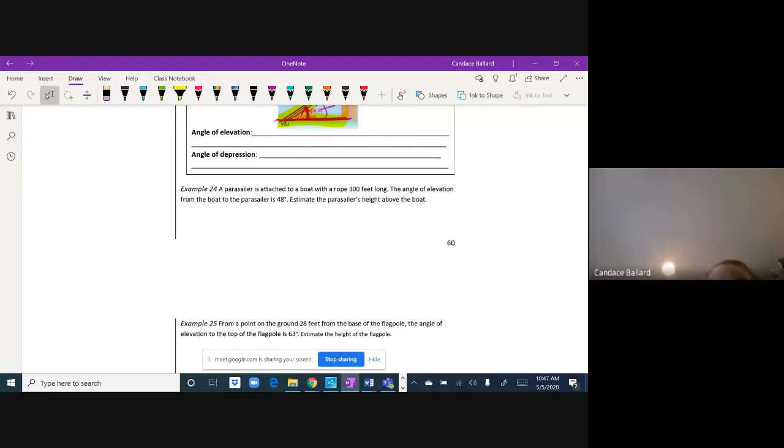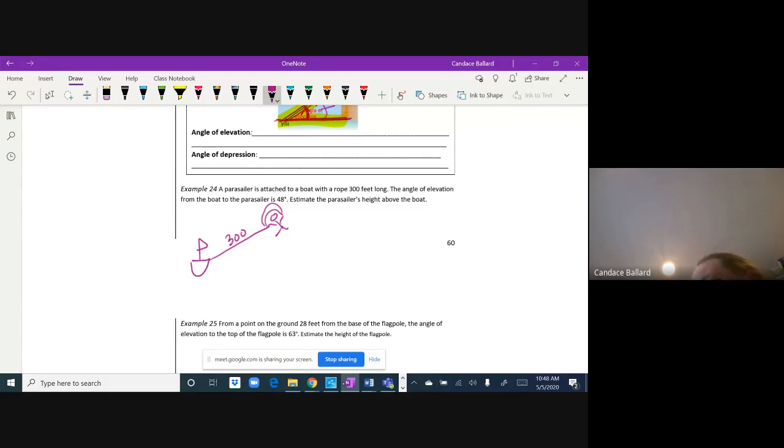All right, so a parasailer is attached to a boat. Okay, so we need a boat. Here comes the boat. I'm super artist. And we need a parasailer. And he needs his little parasail. There we go. Okay. Oh, he's got to be attached to the boat. So there he is attached to the boat. They're attached to a boat with a rope 300 feet long. I'm going to go ahead and label that right on the rope. The angle of elevation from the boat to the parasailer is 48 degrees.